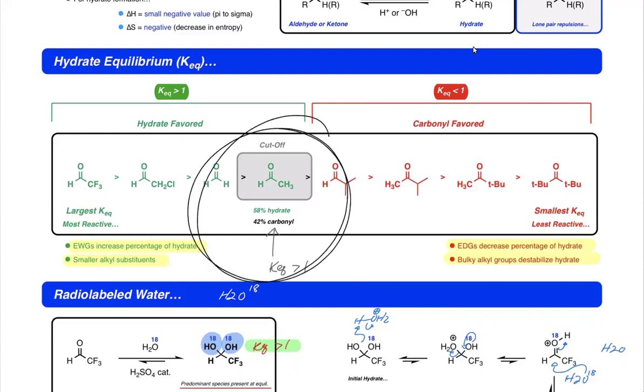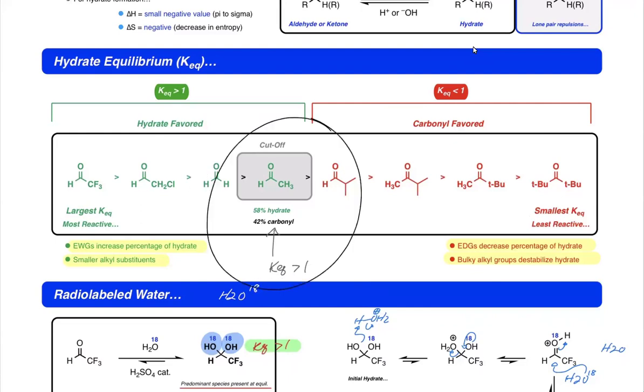A cutoff point that I want you to keep in mind is acetaldehyde. That's an aldehyde with just a methyl group. That is your reference point for where KEQ is greater than 1, where we have enough reactivity to actually favor the hydrate in that equilibrium. Anything less reactive than that reference point, meaning any other aldehyde essentially with just a simple carbon-hydrogen chain, would have a KEQ less than 1.